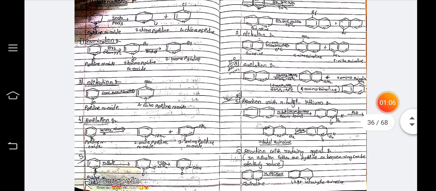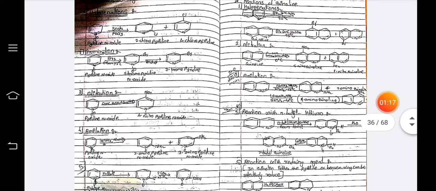The next reaction we studied in the last lecture is the nitration reaction. In that nitration reaction, we have taken quinoline as the starting material. For the nitration, we know that the nitrating agent is concentrated H2SO4 and concentrated HNO3, along with a temperature of 0 degrees centigrade.